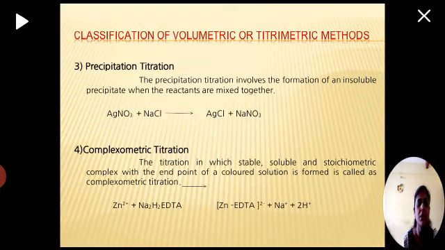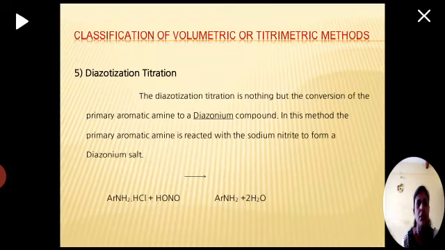Then comes the last point, that is diazotization titration. The diazotization titration is nothing but the conversion of a primary aromatic amine to a diazonium compound. In this method, the primary aromatic amine is reacted with sodium nitrite to form a diazonium salt. Here is the example.